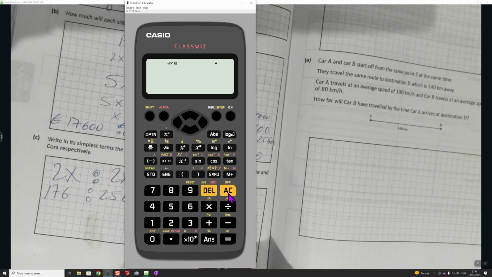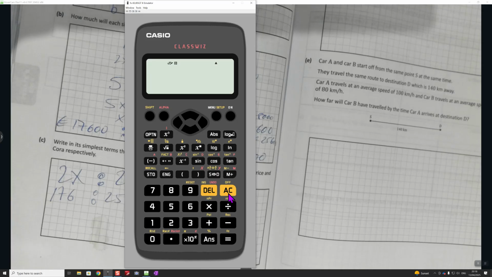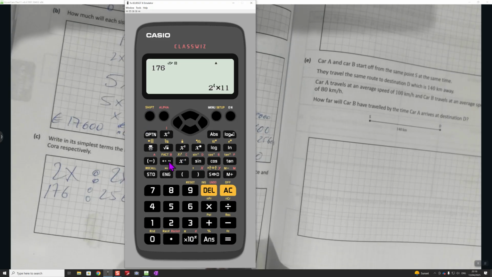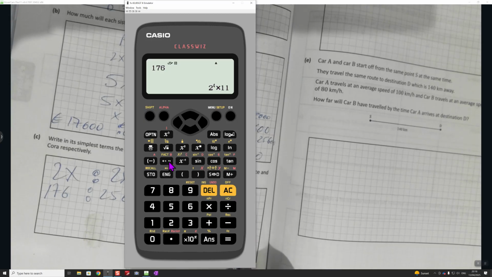Actually, that 88 belongs down here, but it doesn't matter. Let me just swap them. 176. Look, we do the 176 on the calculator. Put it into memory and factor it. Now we've got 2 to the 4 times 11. Okay, the highest common factor is 2 to the 3.